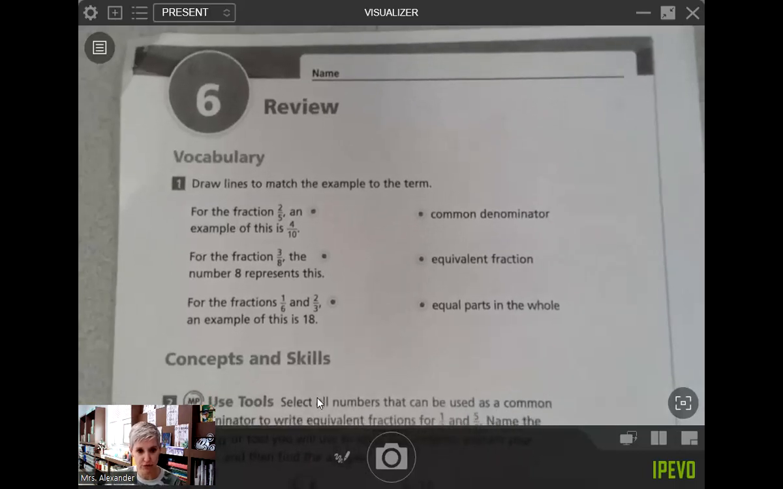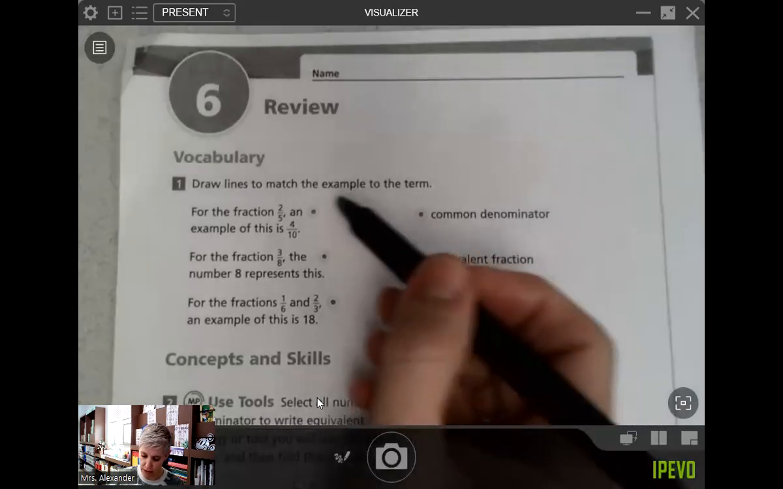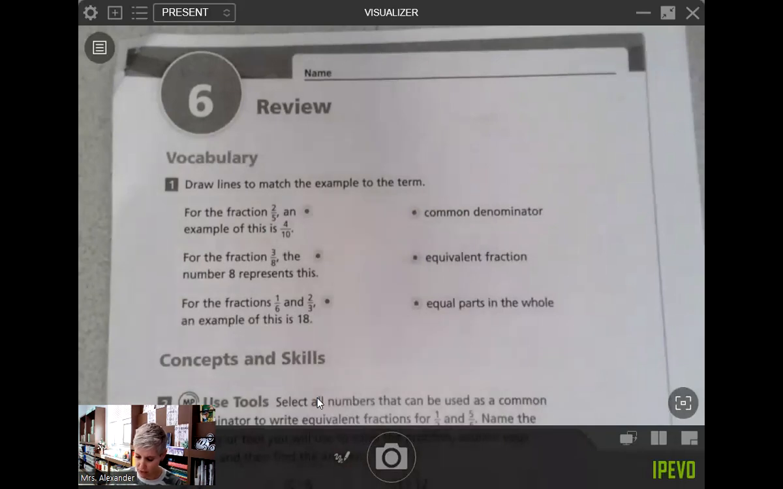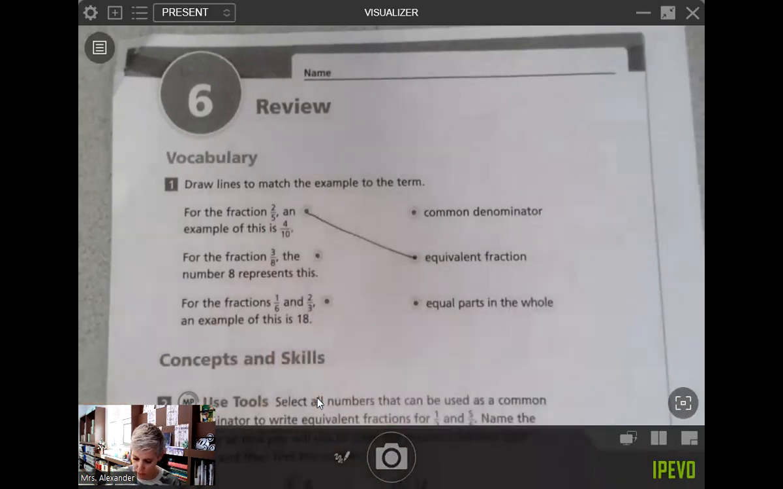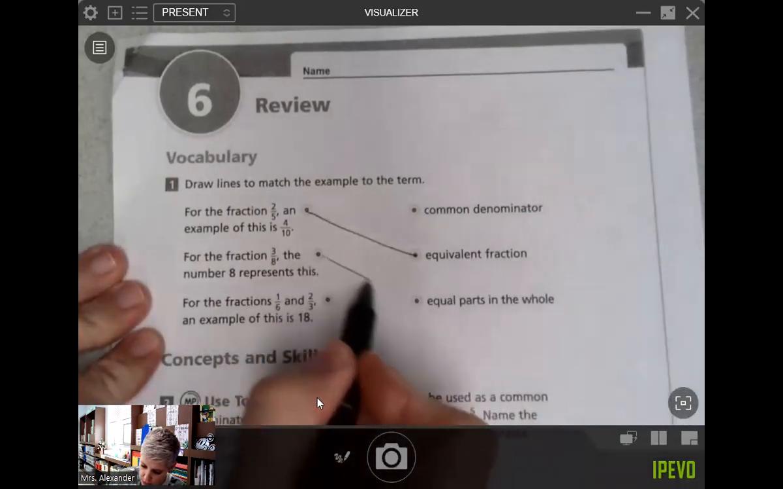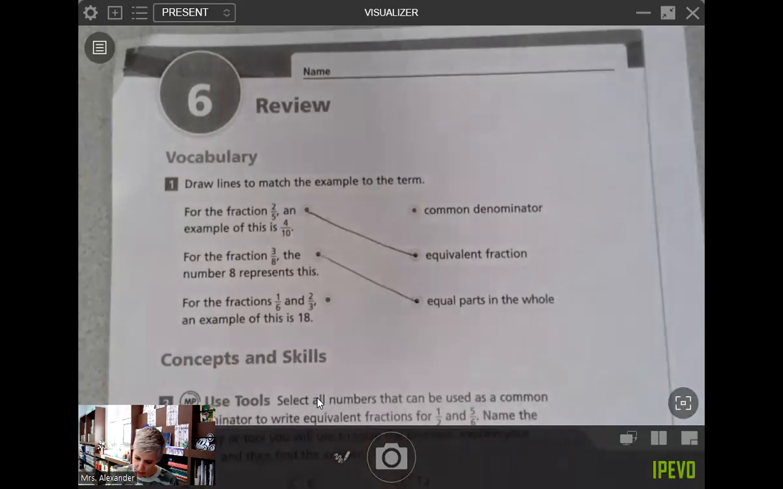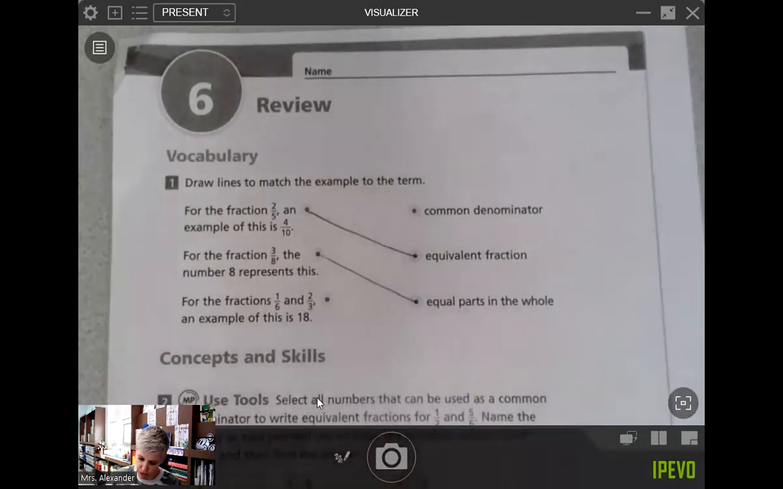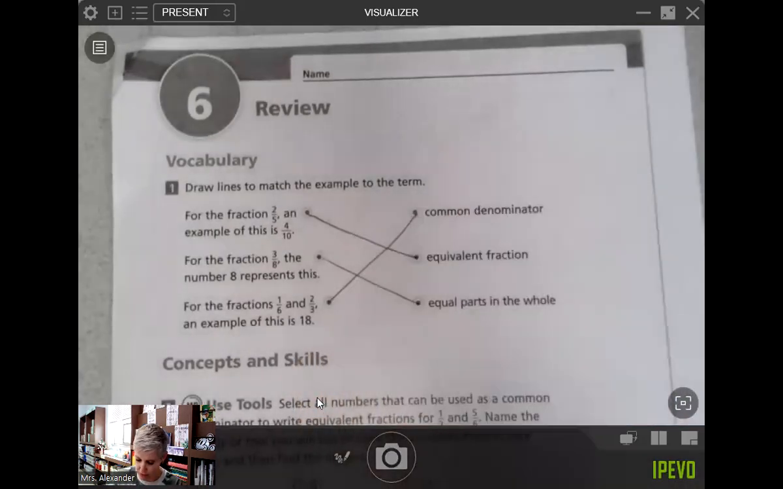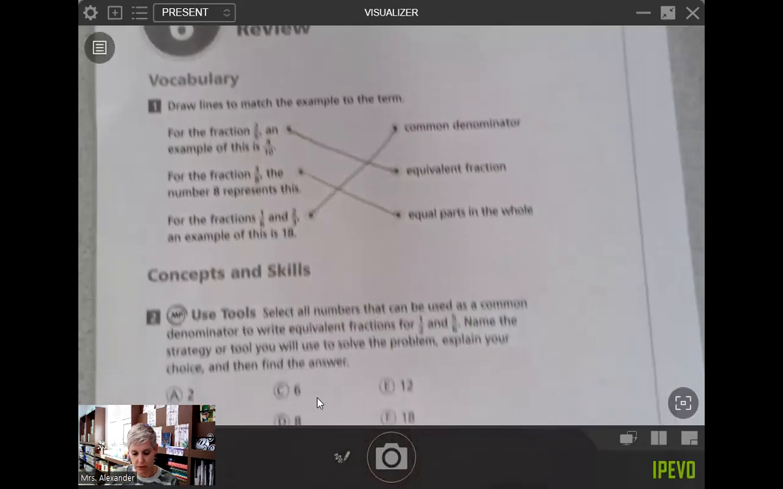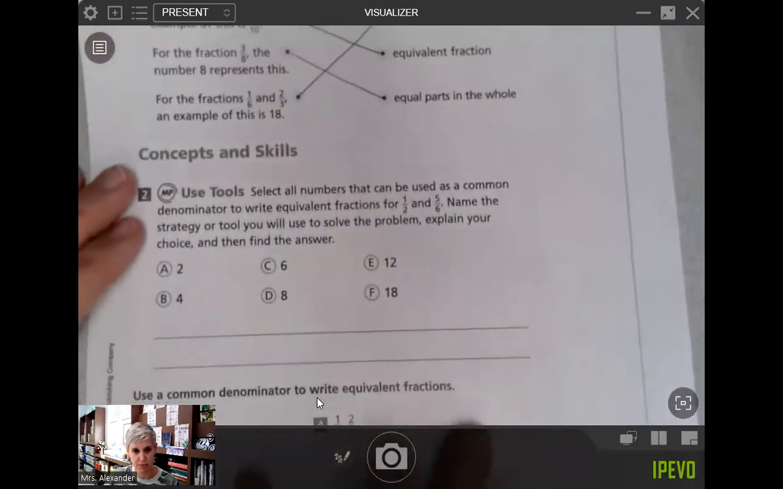For the fraction 2/5, an example of this is 4/10. So if I look at 2/5 and 4/10, those would be equivalent fractions. They are equal. For the fraction 3/8, the number 8 represents this. That would be the equal parts of the whole. And for the fractions 1/6 and 2/3, an example of this is 18. That would be a common denominator. All right, that's a little bit of vocabulary reminder.